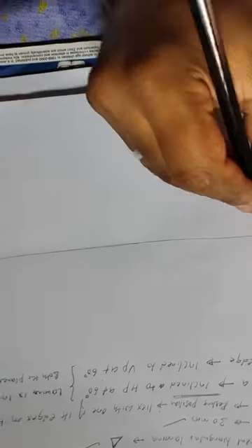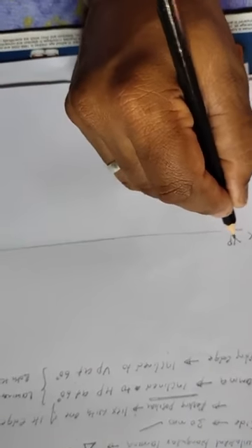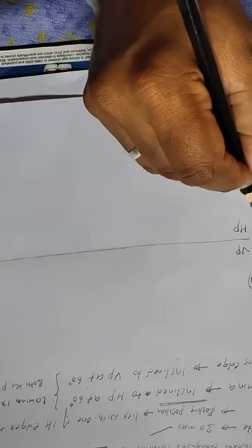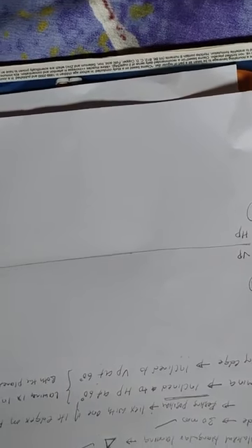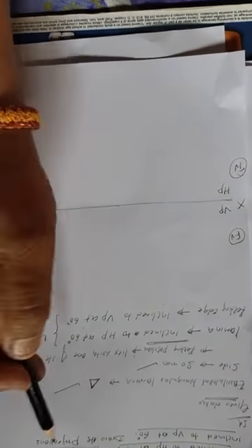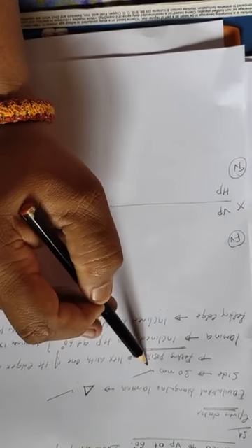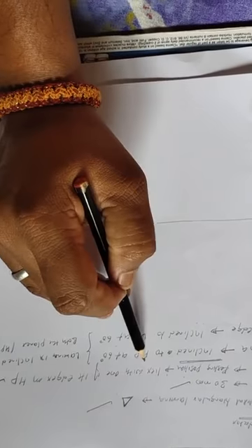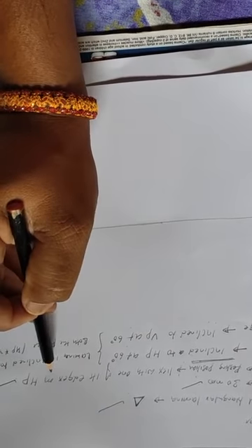The horizontal line, we name it as XY. Above the XY line is VP, below the XY line is HP. On VP the front view will come, on HP the top view will come. Now you can see the equilateral triangular lamina of side 30 mm, the resting position. Rest on which plane? It lies with one of its edges resting on HP.